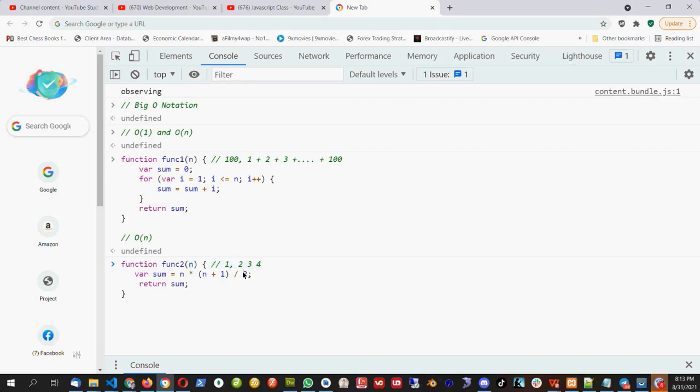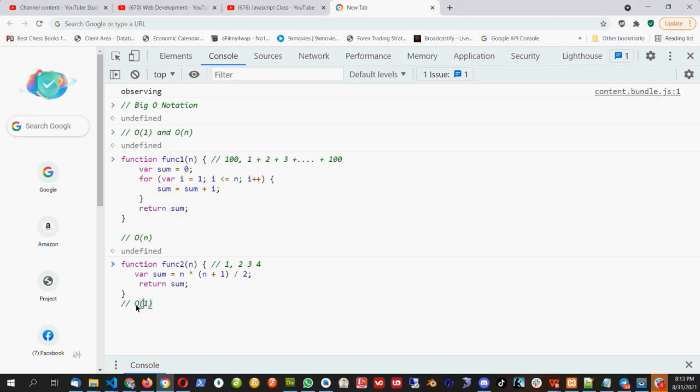Since it has 4 operations, that means it is constant, because we know the number of operations to be done in this one. Though n is passed, the operations are not dependent on n. We have only 4 operations. This does not increase by putting a large value for n. So this has big O notation of O(1).